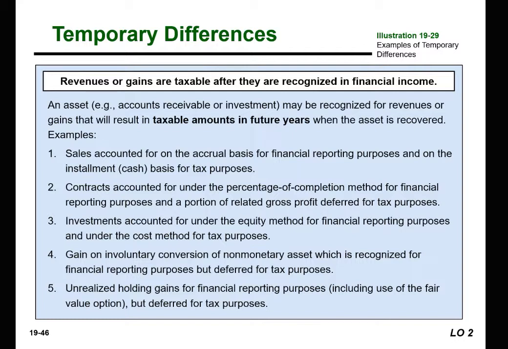Contracts that are accounted for under the percentage of completion method for financial reporting, and a portion of the related gross profits is deferred for tax purposes. Investments that are accounted for under the equity method for financial reporting purposes, but under the cost method for tax purposes. Gains on involuntary conversion of non-monetary assets, which are recognized for financial reporting purposes, but are deferred for tax purposes. So they're not recognized for tax purposes in that year.